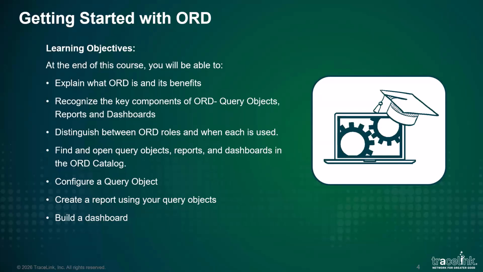We'll recognize the key components of ORD, so query objects, reports, and dashboards. We'll distinguish between ORD roles and when each is used. We'll find and open query objects, reports, and dashboards in the ORD catalog. We'll configure a query object, create a report using your query objects, and then build a dashboard.